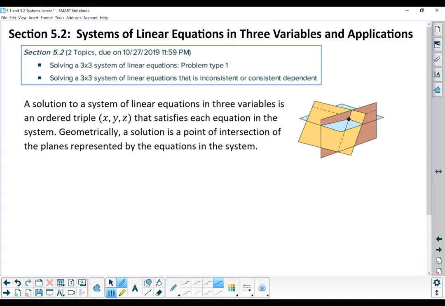Hello, Math 1050. This is section 5.2, Systems of Linear Equations in 3 Variables. So continuing to work with systems here, but this time we'll have 3 variables and 3 equations.